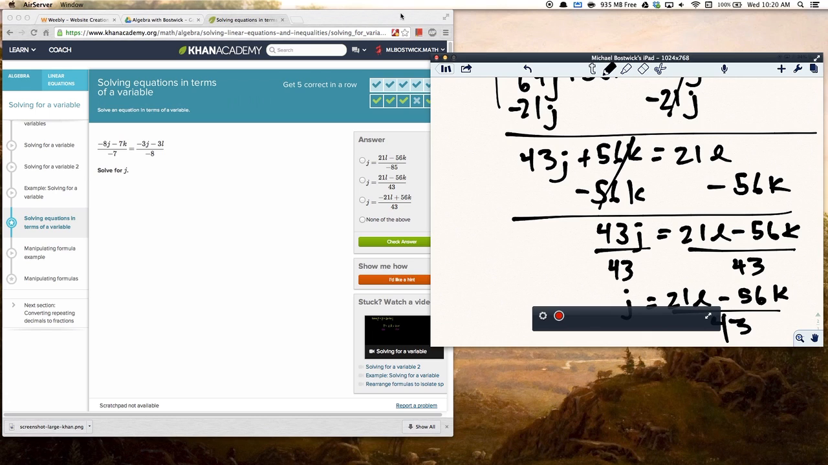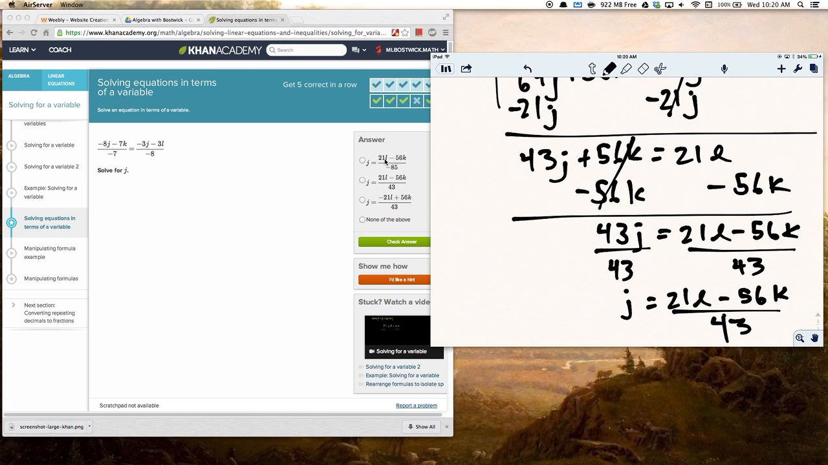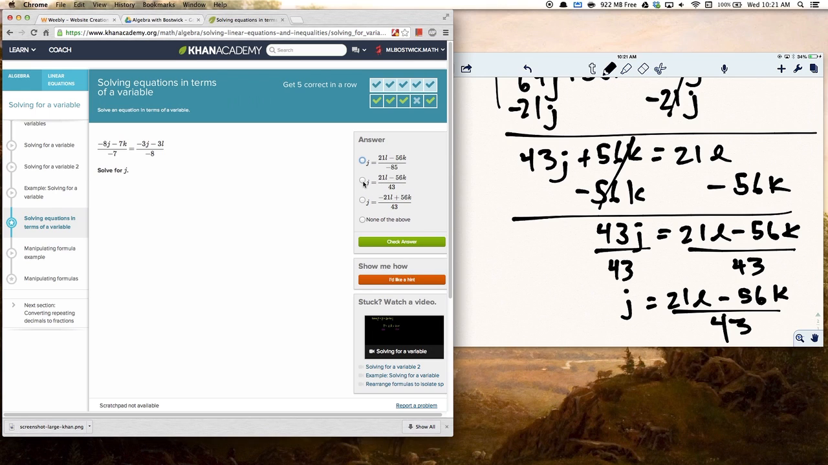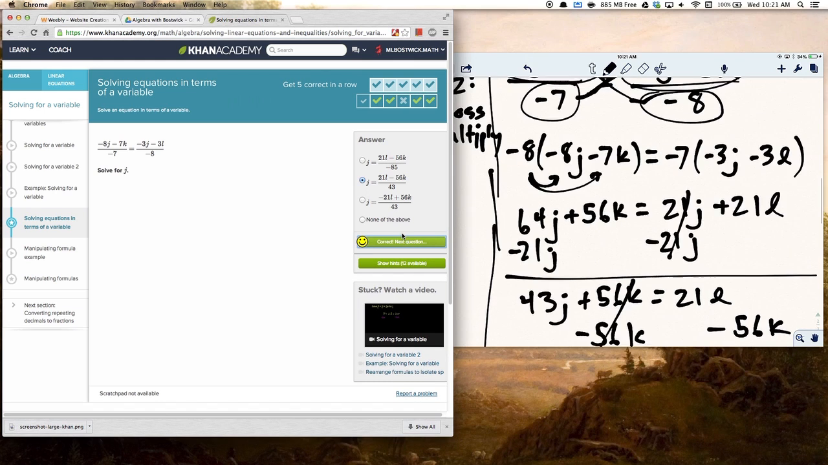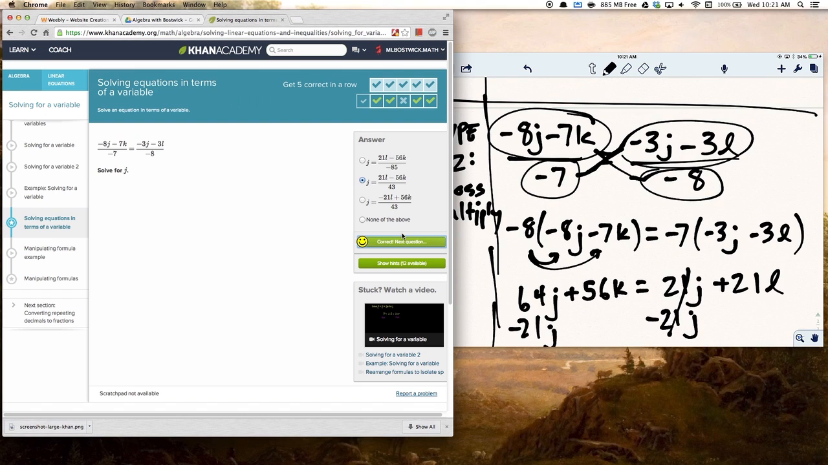I'm going to look at my answers here. I have 21L minus 56k over 85. That's not right. 21L minus 56k over 43. That looks good. So I'm going to select the second one here and cross my fingers, and it looks good. That's the second type. You have to start a problem that looks like two big fractions by cross multiplying. So that you end up with a problem that looks like this, and from there it's pretty straightforward, so long as you're getting used to working with this many variables.